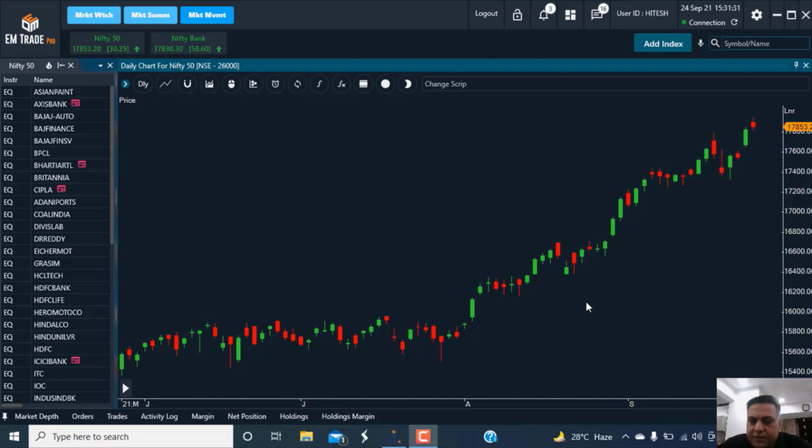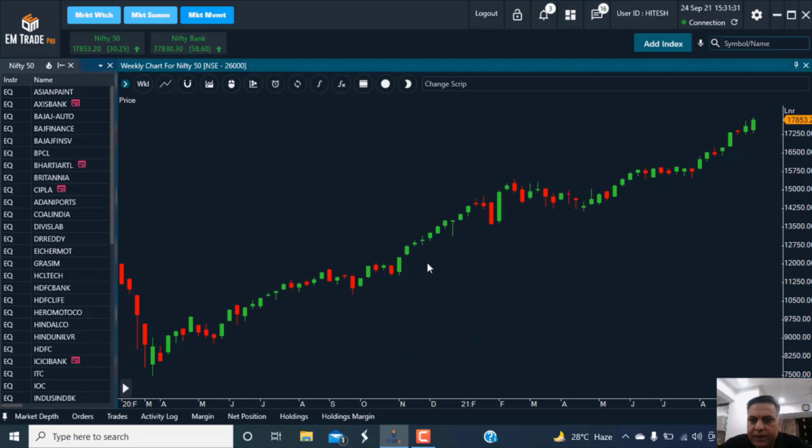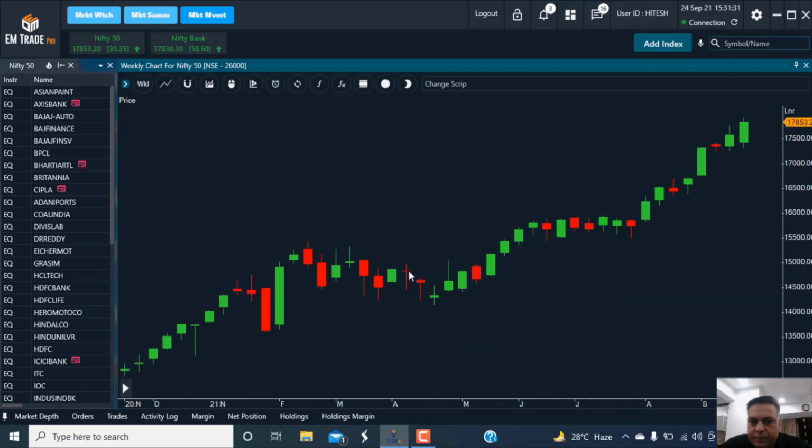Generally, we have seen in these weekly updates, we stick to the daily charts and try to figure out a swing trader's move. But today, as per the cycle study, I want to start with the weekly chart of Nifty. Now I'm opening the weekly chart of Nifty.